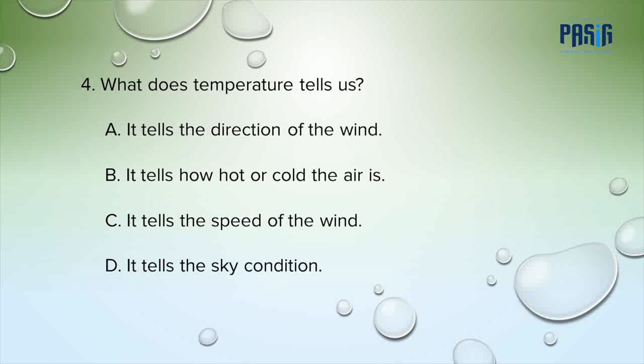Number 4. What does temperature tell us? A. It tells the direction of the wind. B. It tells how hot or cold the air is. C. It tells the speed of the wind. D. It tells the sky condition. And the answer is letter B. It tells how hot or cold the air is.